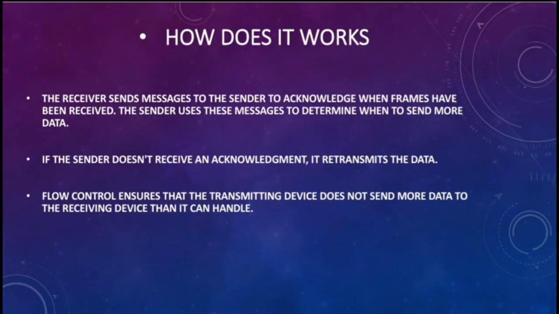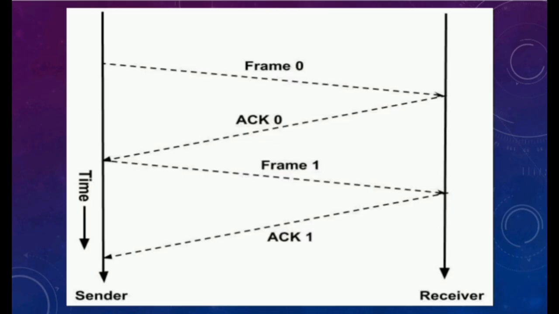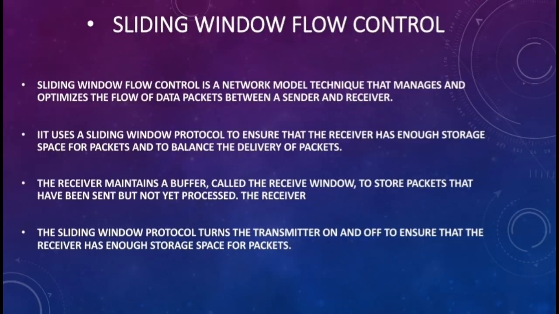How does it work? The receiver sends messages to the sender to acknowledge when frames have been received. The sender uses this message to determine when to send more data. If the sender doesn't receive an acknowledgement, it retransmits the data. Flow control ensures that the transmitting device does not send more data to the receiving device than it can handle.